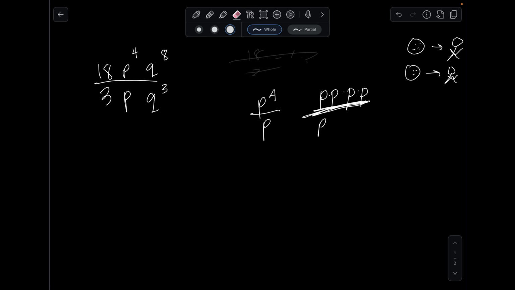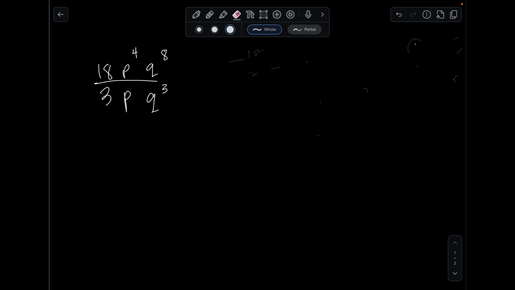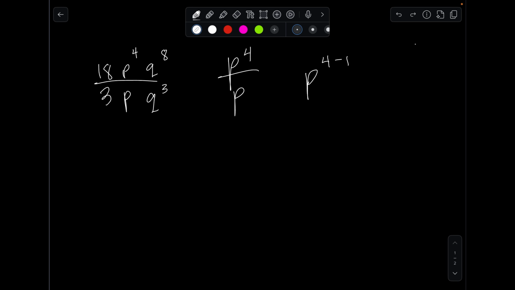Here's more of the mathematical way. Here's another way you could show your work or understand it. So the quotient rule, let me explain it, is if you are dividing the same base, you can subtract the exponents. So 4 minus this invisible 1 there, right? That's p to the third power. That is the quotient rule. Write that down.